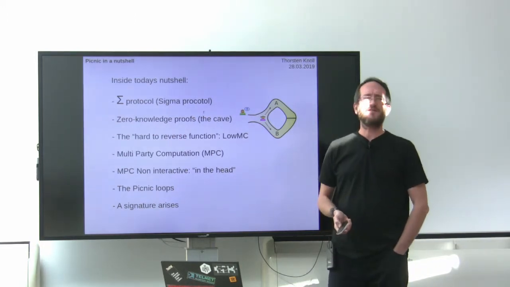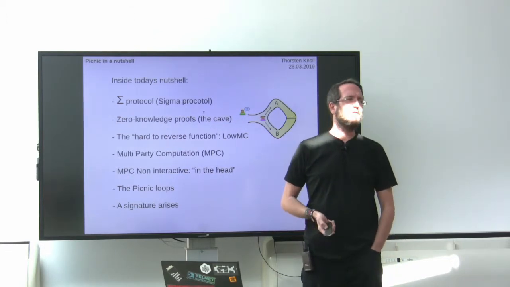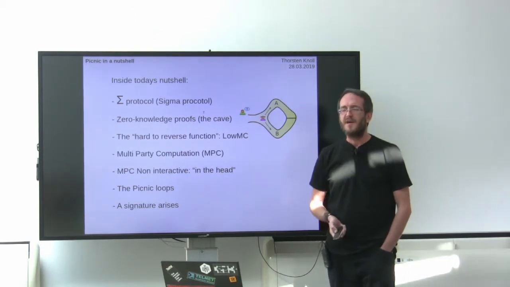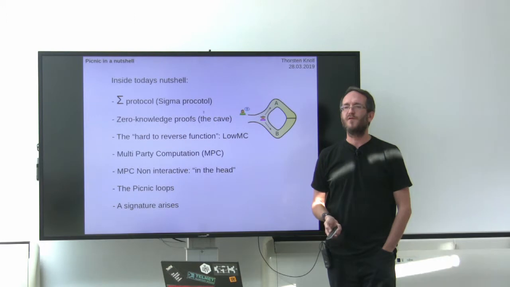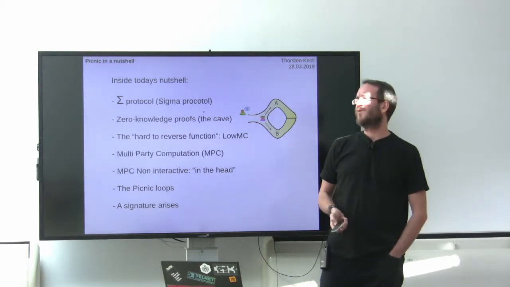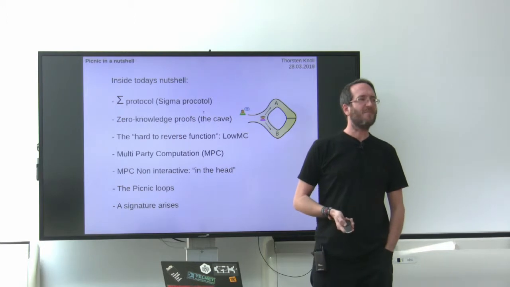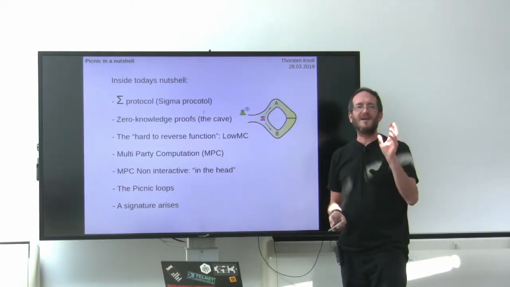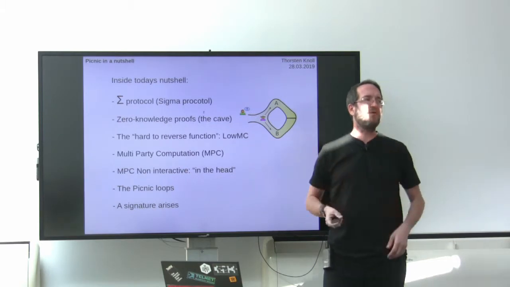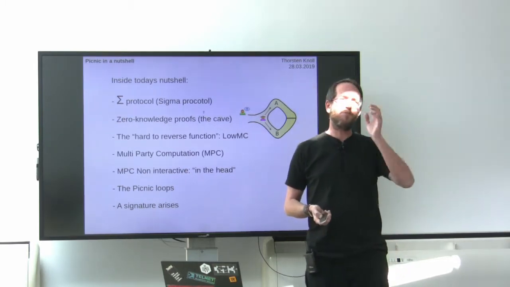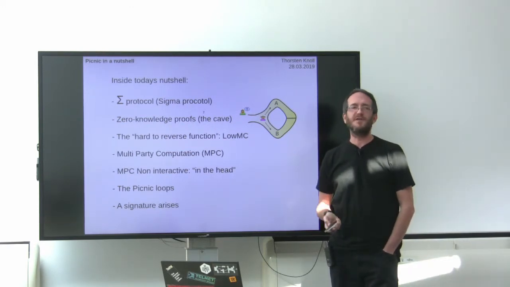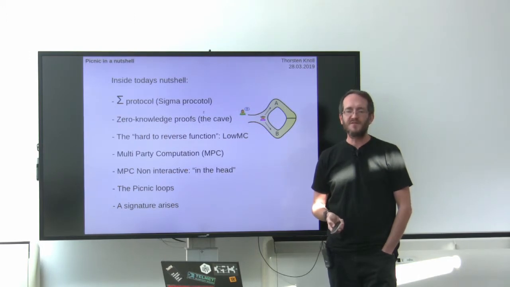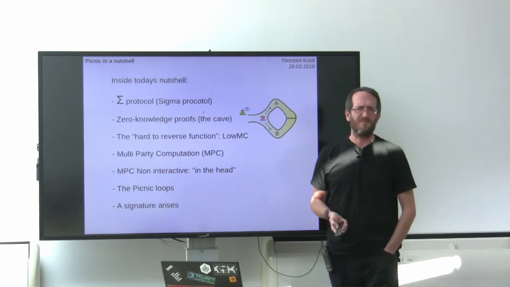We'll have a small example, the best known example of a zero knowledge protocol, called the cave or Ali Baba's cave. Then LowMC is a block cipher and we need it as a hard-to-reverse function. Then we have to look into what is multi-party computation, MPC. After we got a glimpse of that, we have to fold that together to put it in the head, not only in our head, but in the head of a single computer. And then we slowly get to finish that up with the Picnic loops and how that signature arises from all that and how we can verify that.